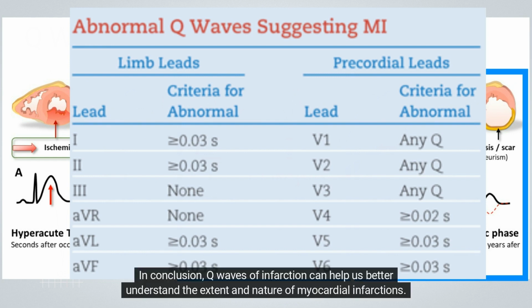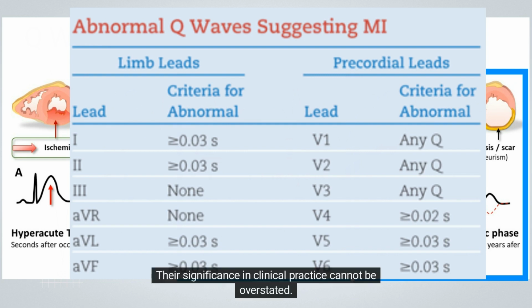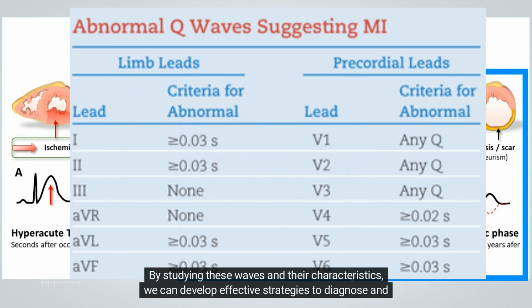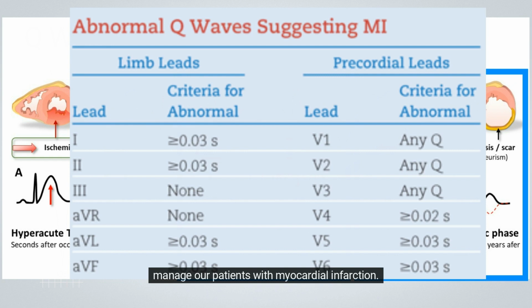In conclusion, Q waves of infarction can help us better understand the extent and nature of myocardial infarctions. Their significance in clinical practice cannot be overstated. By studying these waves and their characteristics, we can develop effective strategies to diagnose and manage our patients with myocardial infarction.